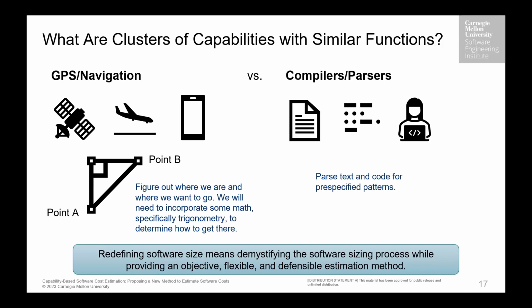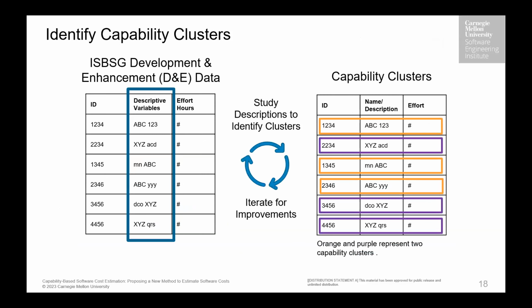And so this is where program managers or government officials can say, okay, yes, we need to do some GPS navigation and we might need to do some parsing in our code. And now they're able to develop at least a rough order of magnitude estimate for requirements at this high level, capability-based planning level of planning. Okay, so how might I propose to do this?